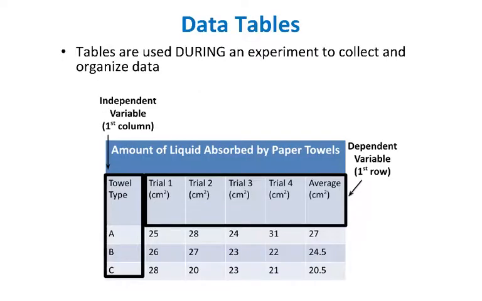So what is a data table? A data table is something that is used during an experiment to collect and organize data. A lot of times people will get data tables confused with graphs. A data table is not a graph. A graph is something that you make after the experiment is over, and it's a visual that represents your data. We're going to talk about graphs later.